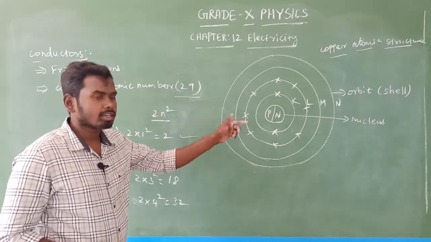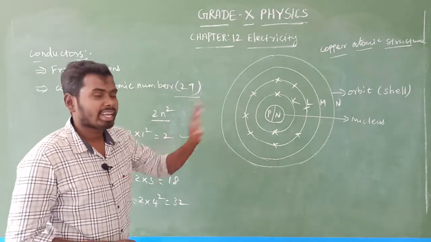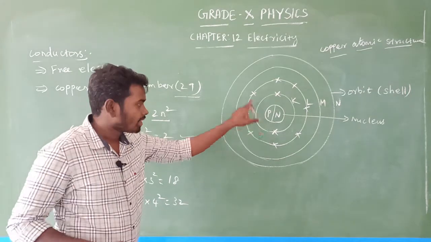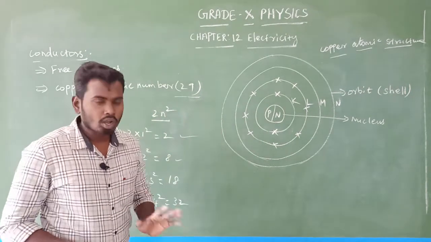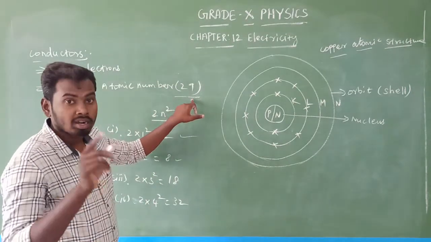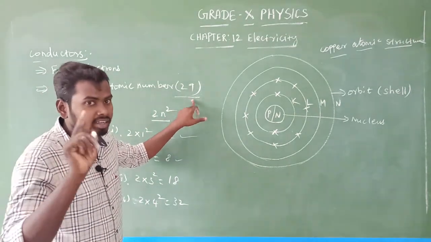Till now, how many electrons are filled? In the first cell, 2 electrons filled. In the second cell, 8 electrons filled. So totally 10 electrons filled. Is it clear? Yes, 10 electrons filled. Remaining, how many electrons are there? 19 electrons are there.